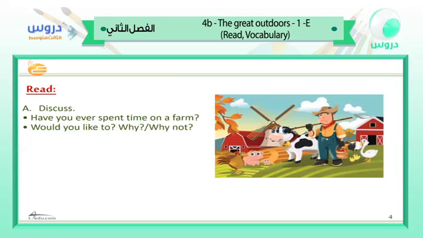Okay, now, have you ever spent time on a farm? Have you ever gone to a farm and spent time on a farm? Yes, very good. A lot of people do. Would you like to go? Why or why not?